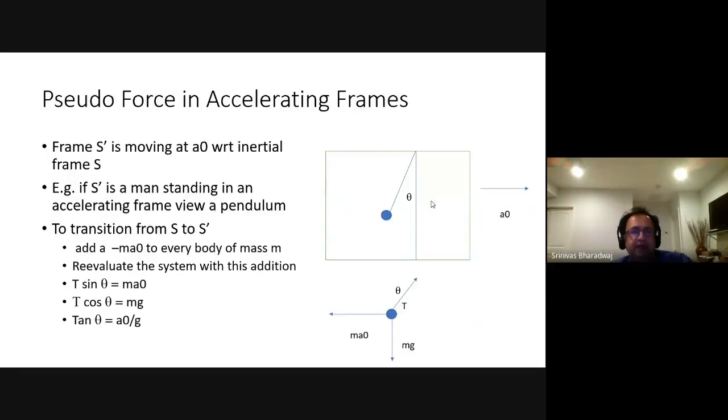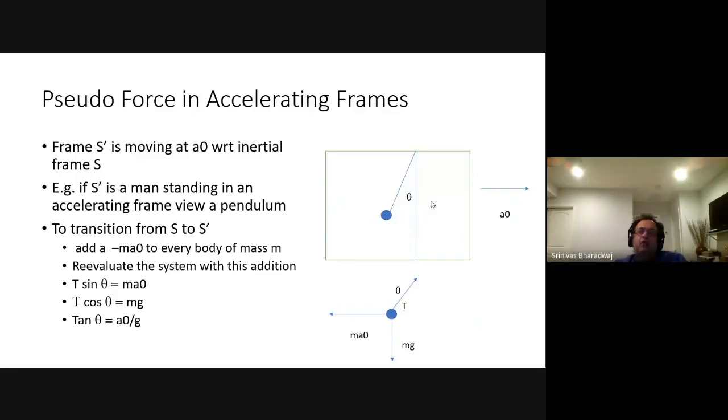I will show you an example. Here is a van, and there is a pendulum in the van. The van is accelerating in the horizontal direction with an acceleration of a naught. If you are in the absolute frame of reference, you will solve it as such. What is happening to the pendulum? It has a horizontal acceleration of a naught, this way. But let's say you are sitting inside the van. The pendulum is now like this, at an angle.